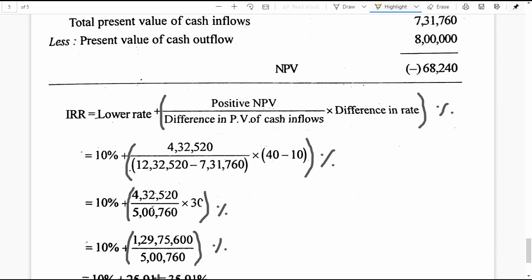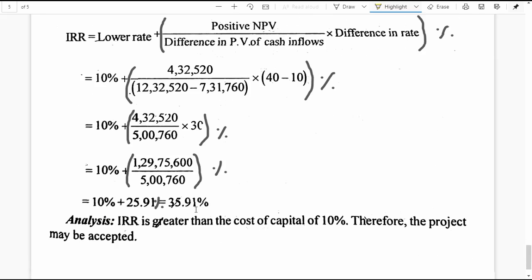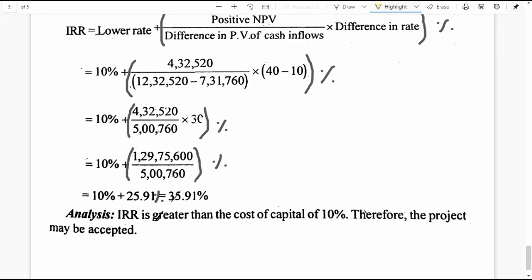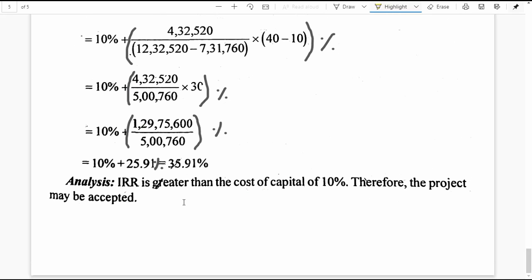Now if you simplify this calculation, and be careful with what I have done, you keep a bracket for this calculation separately, and outside of that you put the percentage symbol. This is an easy way to do this IRR calculation. Do it very carefully. Now if you simplify, you get 25.91. Obviously the figure you get out of this calculation is in terms of percentage. So 25.91% is the result of the second calculation. You add it to the 10%. So finally you get 35.91% as the IRR for this project.